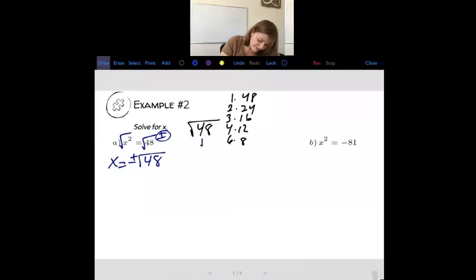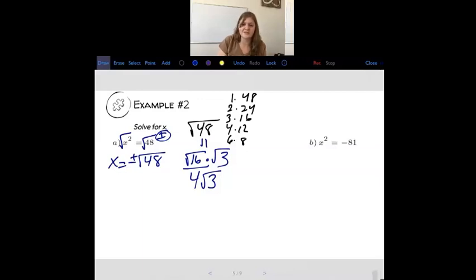So this could be rewritten as the square root of 16 times the square root of 3. Since the square root of 16 is 4, that stays on the outside, and it's still being multiplied by square root of 3 because that couldn't simplify any farther. Anyway, that can't simplify any farther. So this would become x equal to positive 4 square root 3, negative 4 square root 3.